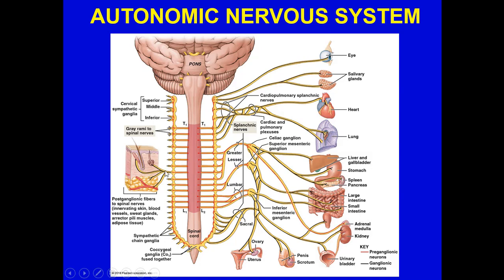And then the other thing I wanted to bring to your attention is this: the postganglionic fibers to the spinal nerves that innervate, surprise, surprise, the skin. What I mean by that is blood vessels, sweat glands, erector pili, and the adipose tissue. This is going to be important also in being able to function and achieve homeostasis under conditions of sympathetic stimulation.